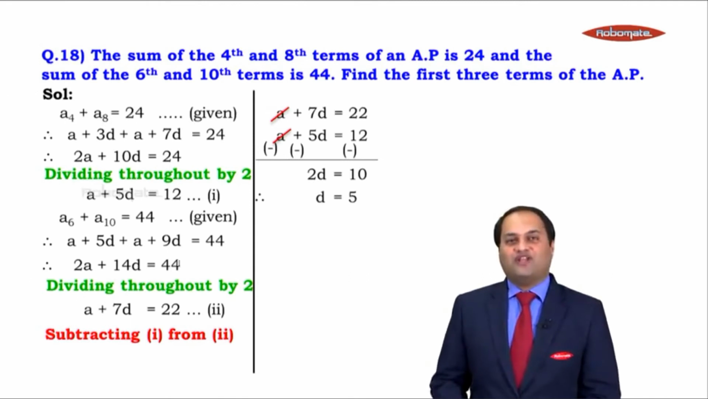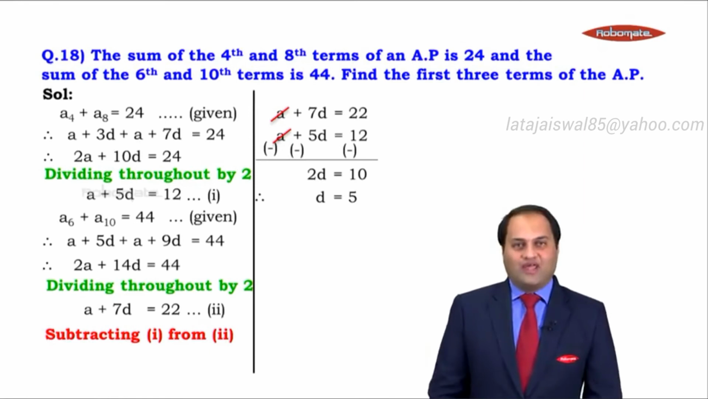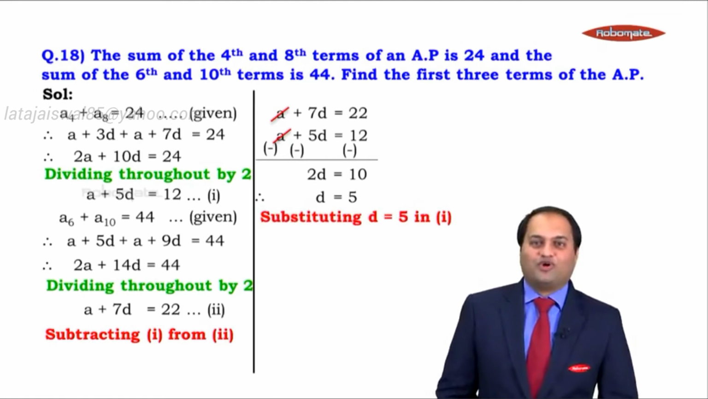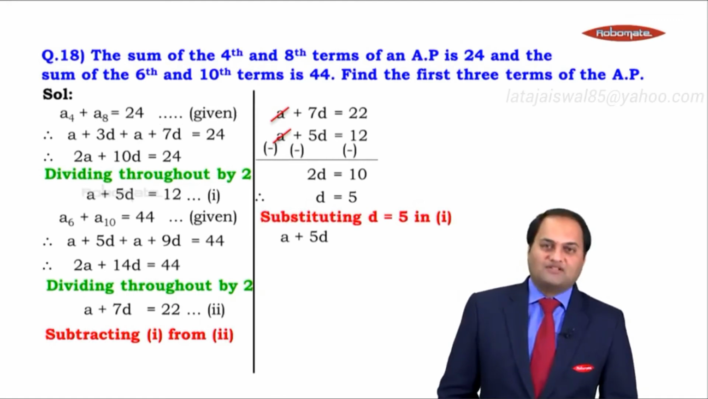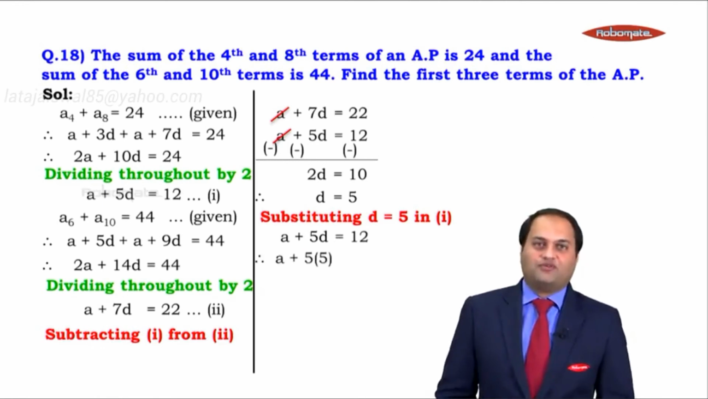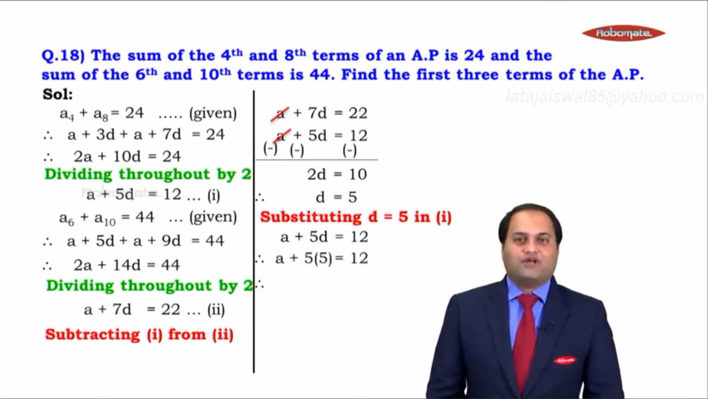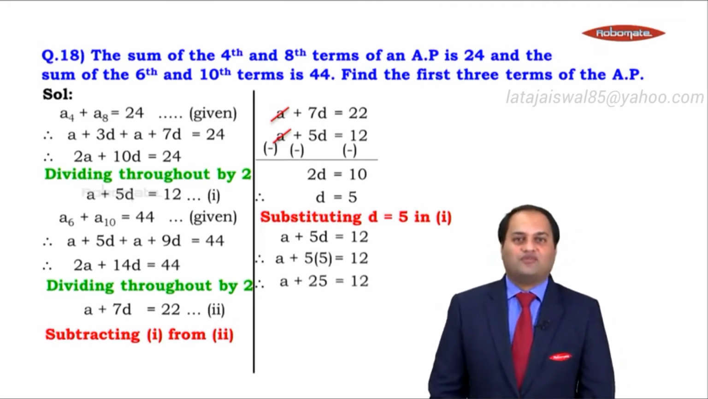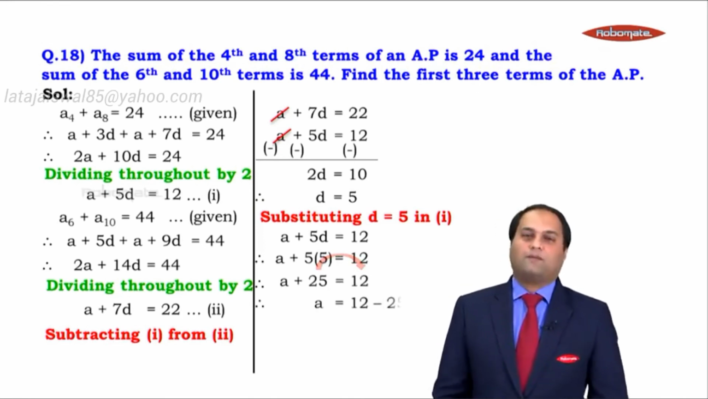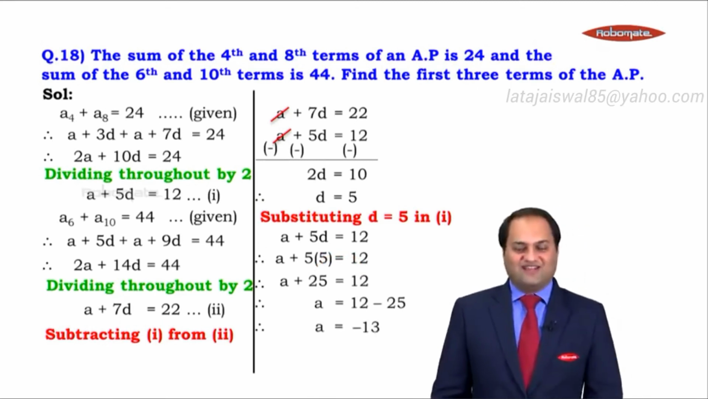Once you get the value of D, now it's time for us to find the value of A. And to find the value of A, we need to substitute D in equation number 1. Let's do it. What do we get? We get A plus 5D is equal to 12. So instead of D, let's now substitute 5. We get A plus 5 into 5 is equal to 12. So A plus 25 is equal to 12. 25 goes to the other side. We get A is equal to 12 minus 25. We get A is equal to minus 13.